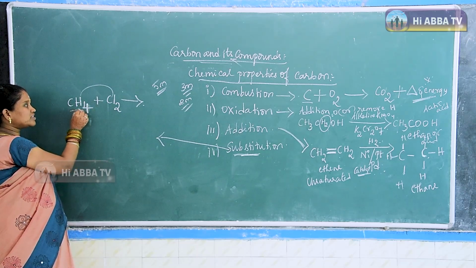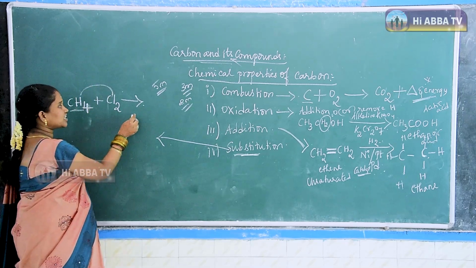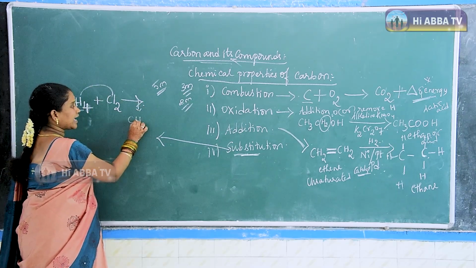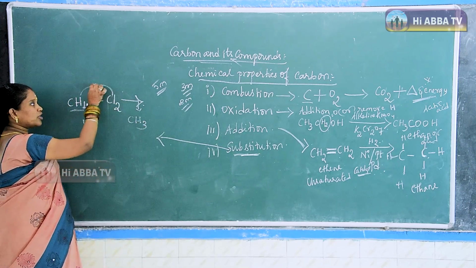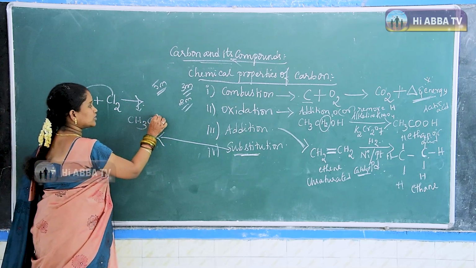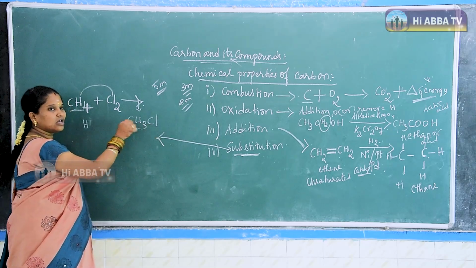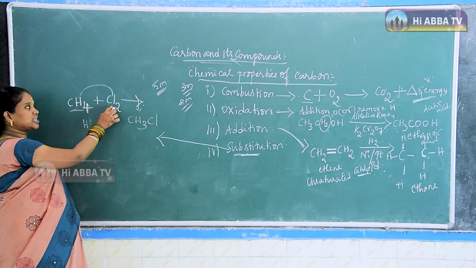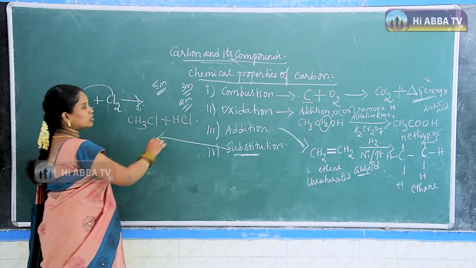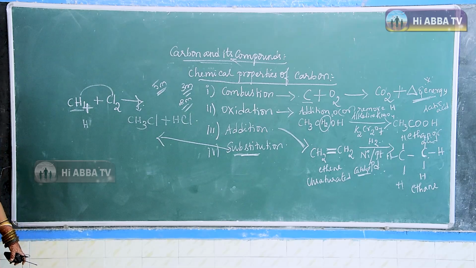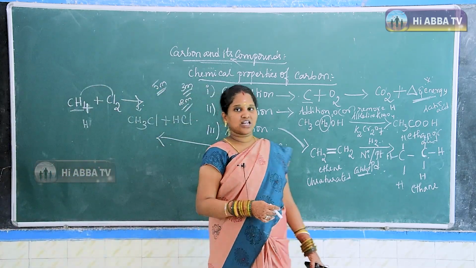So instead of this hydrogen, I am going to replace it with chlorine. Now the equation can be written as CH3, because I have removed one hydrogen, and I am going to add one chlorine. So the reaction becomes CH3Cl, which is termed methyl chloride, and this one hydrogen and this one remaining chlorine will combine to form hydrochloric acid. So this is the reaction for substitution reaction. So this is an important 3-mark question.